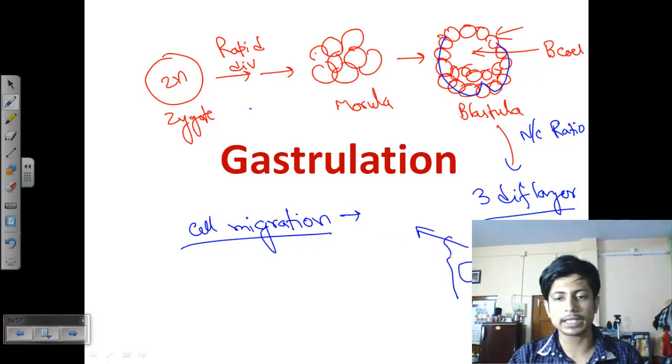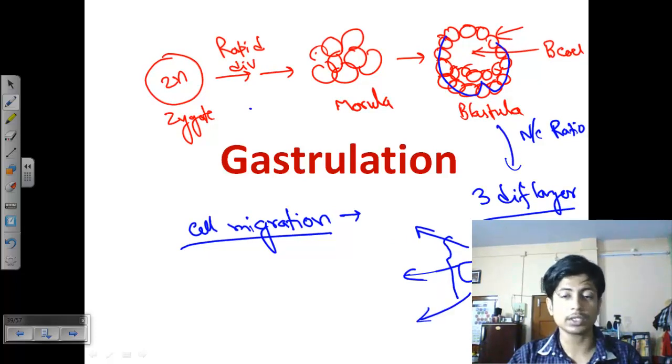And from each layer, different organs will start to generate. From ectoderm, it usually produces skin. It produces the neural or nervous system. From endoderm, it produces the digestive system and respiratory system. From mesoderm, it produces the muscle system as well as the blood vessel system. So all those different layers produce different types of cells and organ systems in our body.